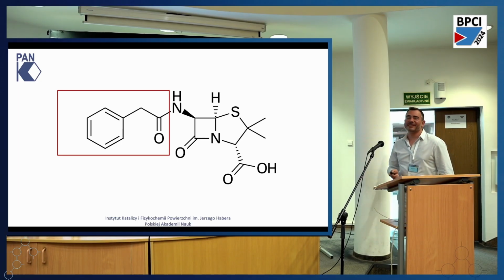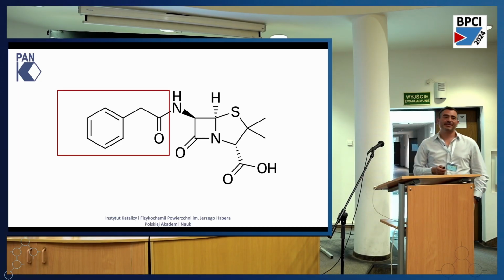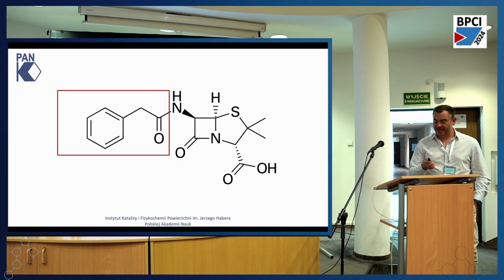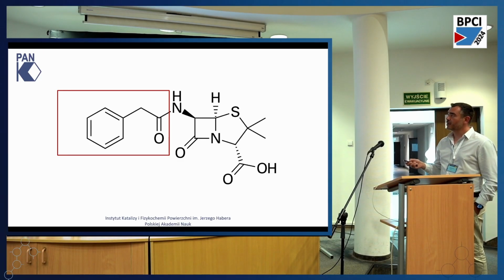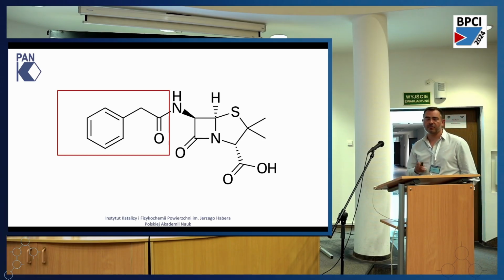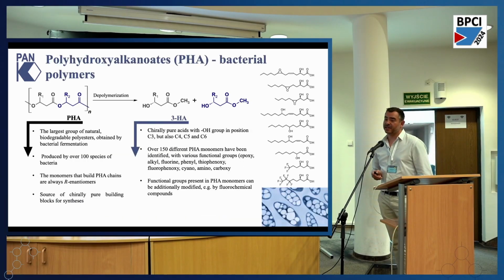So coming back to the structure of the simplest and first discovered antibiotic, penicillin G, we have two parts of the molecule: a beta-lactam core and this little appendix that resembles a PHA monomer of one of the polymers we can synthesize. So what are the PHAs?